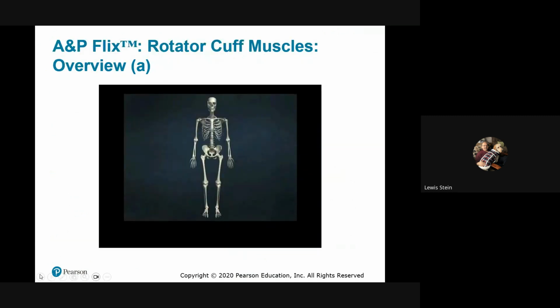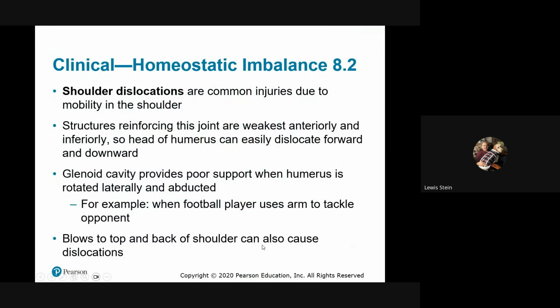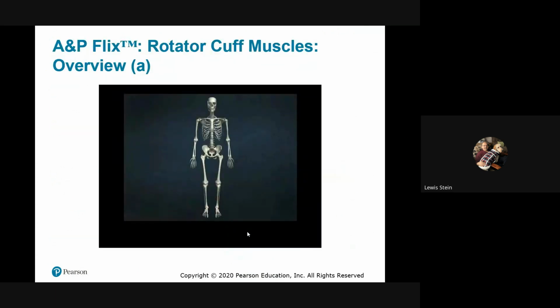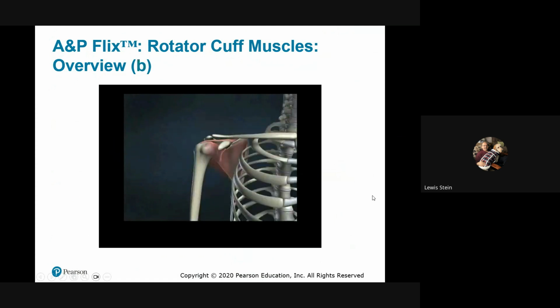So as you can see, there's a comment there: blows to the top and back of the shoulder. So if you end up treating an inpatient, incarcerated population, it's also very interesting.